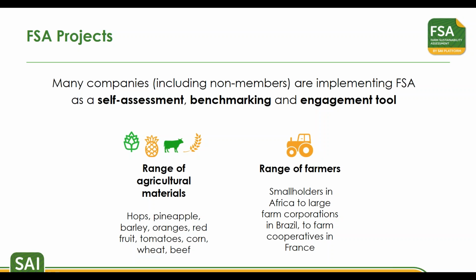It's been used with a wide range of agricultural materials so far. Everything from fruit like pineapple and oranges and strawberries to hops and tomatoes and basil, and of course some of the arable crops like corn and wheat and oilseeds, and of course beef, as I mentioned previously. And it is applicable for a wide range of farmers and has been used for smallholders in Africa, some of the larger organizations in Brazil and the US, to farm cooperatives in France.